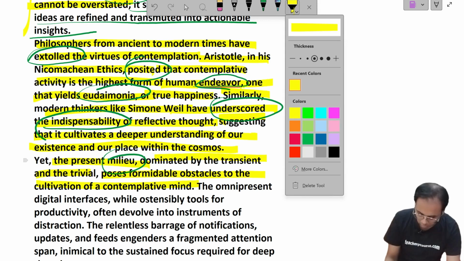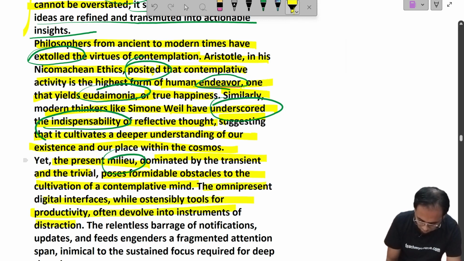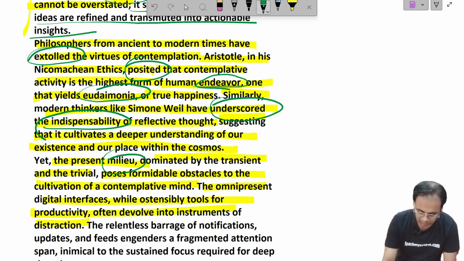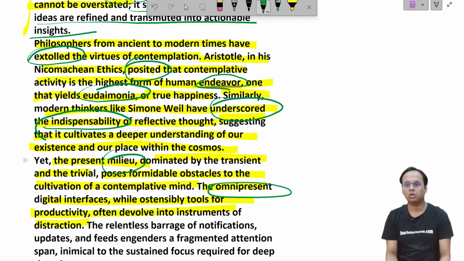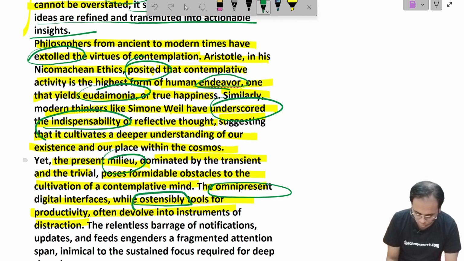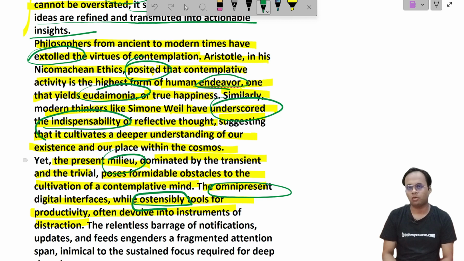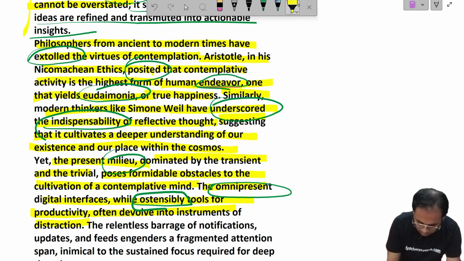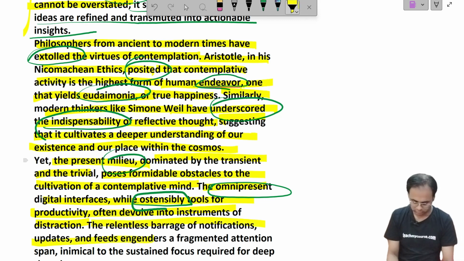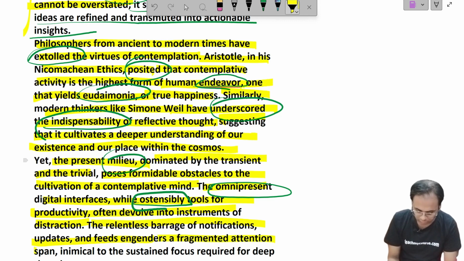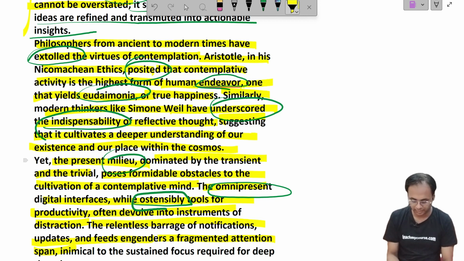The omnipresent digital interfaces, while ostensibly tools for productivity, often devolve into instruments of distraction. Omnipresent means present everywhere, because social media is everywhere. Ostensible means which appears like something but is not actually true. There are a lot of online tools or websites which may appear as a tool to you, but they are not actually tools. They are actually a distraction for you. The relentless barrage of notifications, updates, and feeds engenders a fragmented attention span. Just like I said earlier, it results in a fragmented attention span, inimical to the sustained focus required for deep thought. Inimical means harmful or bad to the sustained focus required for deep thought.